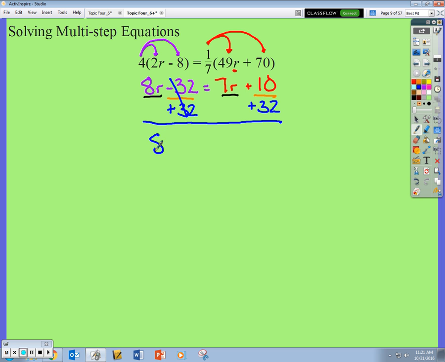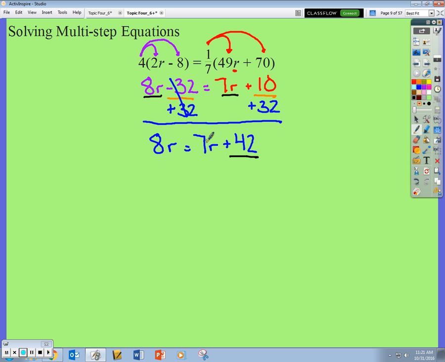So I'm left with 8r. And that is equal to, we've done nothing with the 7r's. And that becomes 10 plus 32, which gives me a positive 42. Now, I have all the integers on the right side of the equation. Problem is I still have coefficients on both sides. So let's get all the coefficients to the left because I want to make sure I have a balance here. I can't have an equation with everything on the right and nothing on the left.